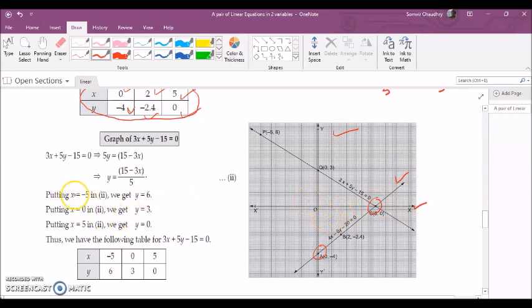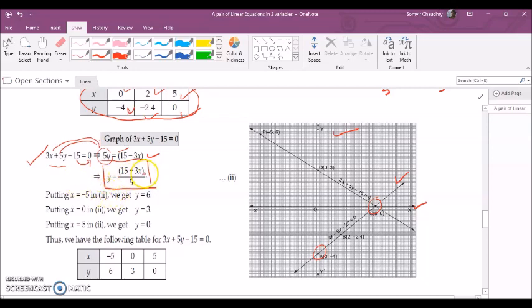Now we will talk about the second one. This is our second equation. Now look at this: 3x plus 5y minus 15 is equal to 0. So you keep 5y here and shift 3x and minus 15 to the right hand side. So minus 15 will be plus 15, and plus 3x will be minus 3x, and the coefficient of y here is 5. So if you shift 5 to the right hand side, it will go in the denominator. So you get this kind of relationship between x and y.